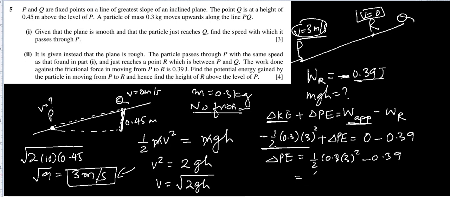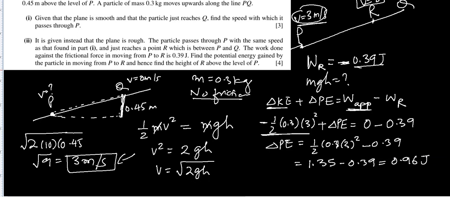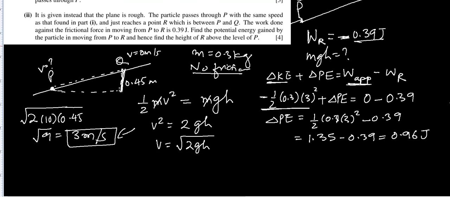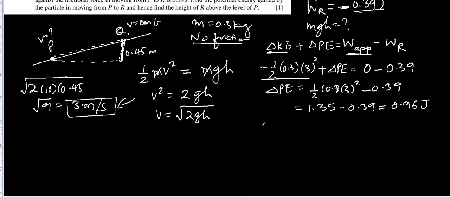Let's put this in the calculator. That will be 1.35 minus 0.39, which is 0.96 joules. This is the gain in potential energy. Now they're asking the height of R above P. So basically if R is here, they're asking for this height.